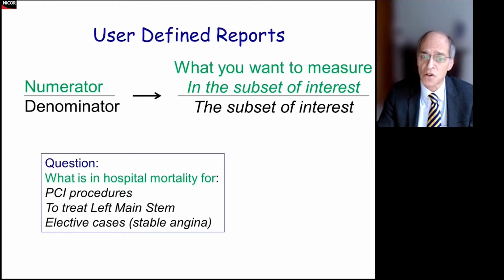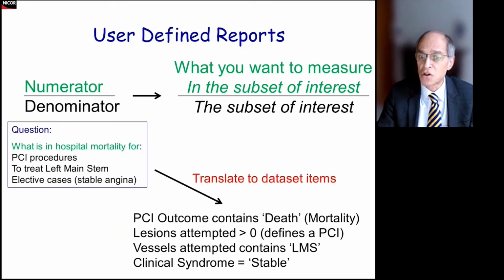So the question is, what is the in-hospital mortality? And the subset of interest is PCI procedures treating the left main for elective cases. How would you do that? You need to look at the data set and translate it to those data set items. So you need to look at PCI outcome and see fields that contain the value death, which is a mortality. That's the thing you want to measure.